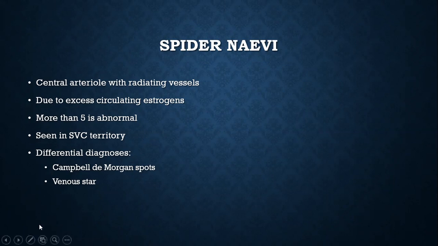The differential diagnosis for this will be a Campbell-De Morgan spot or a venous star. Remember, venous star is a dilated vein. Spider nevi is a dilated arteriole.